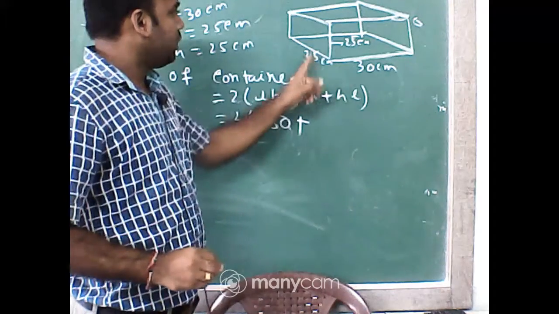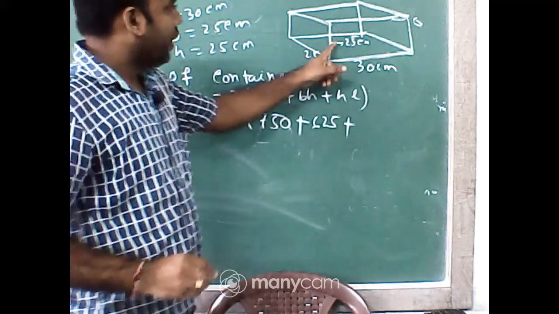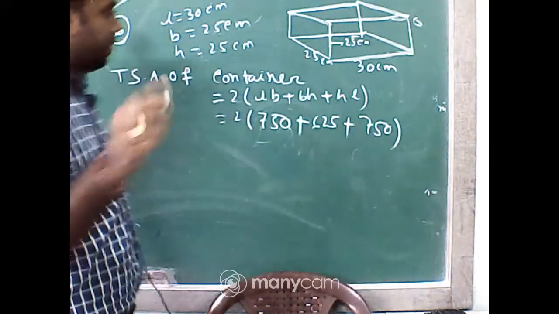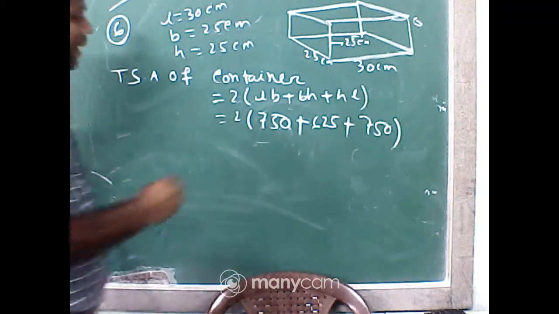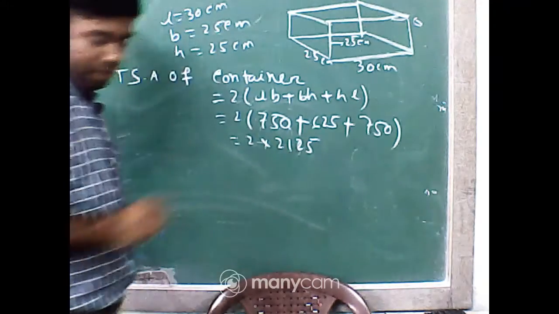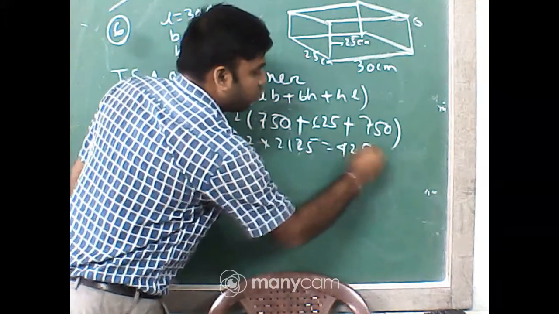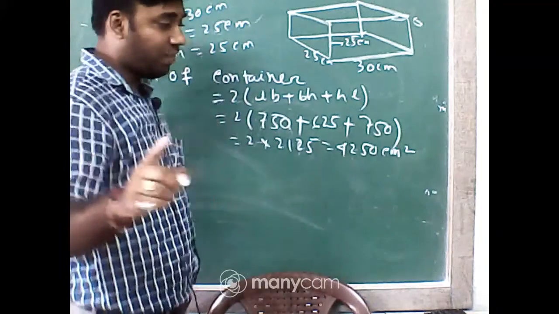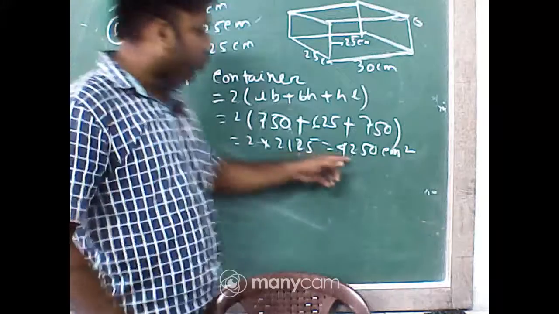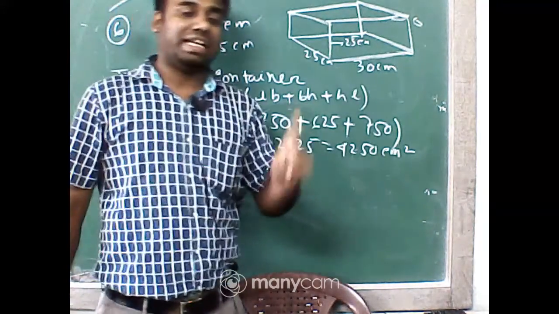B into H, 25 into 25, 625. 25 into 30, again 750. So 750 plus 750, that is 1500. 1500 plus 625, that is 2125. 2125 into 2, that is 4250 centimeter square. So the total surface area of that cuboidal container is 4250. It means the area of the glass, the area of the 6 faces.